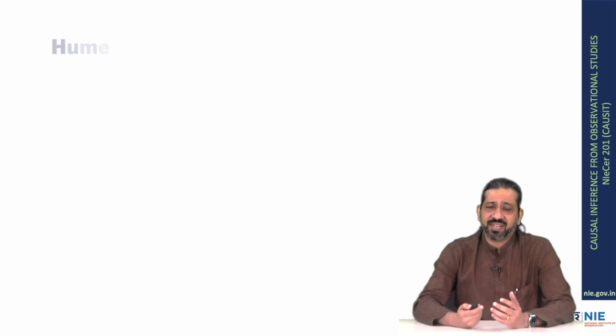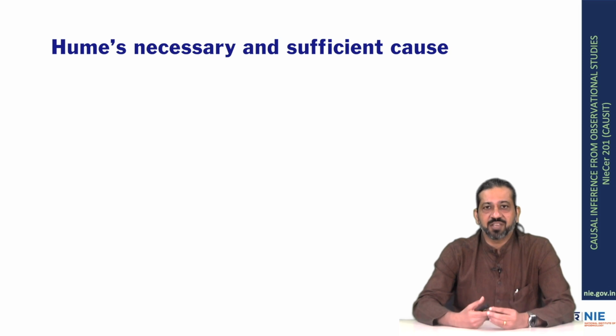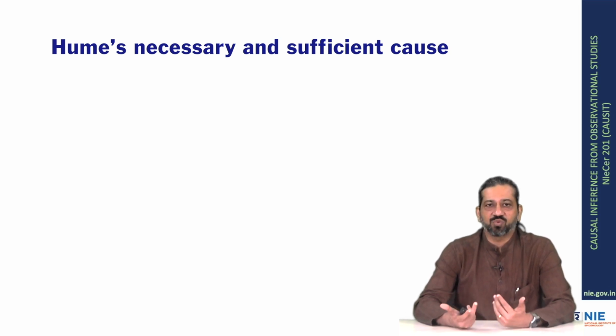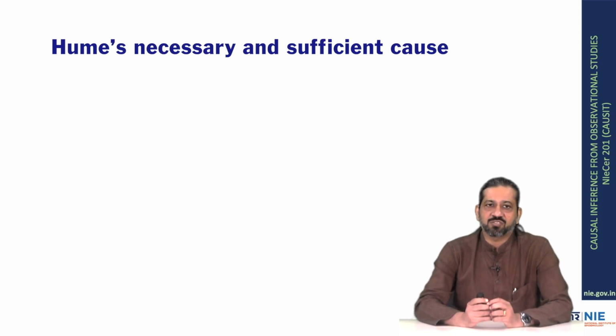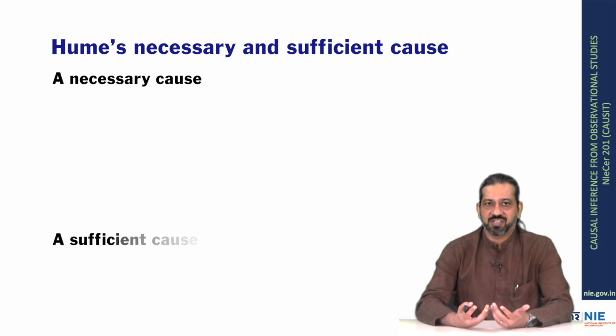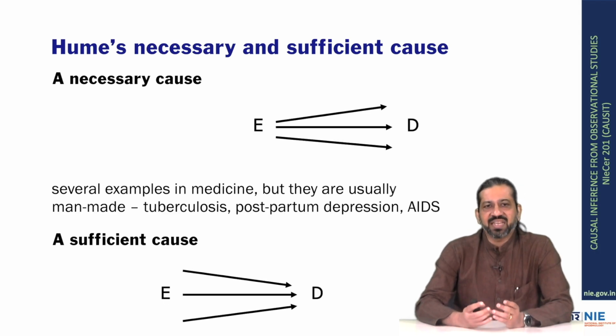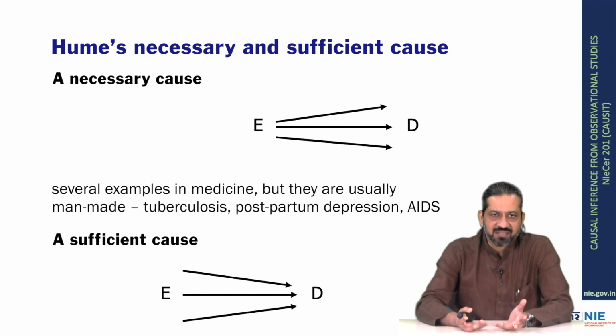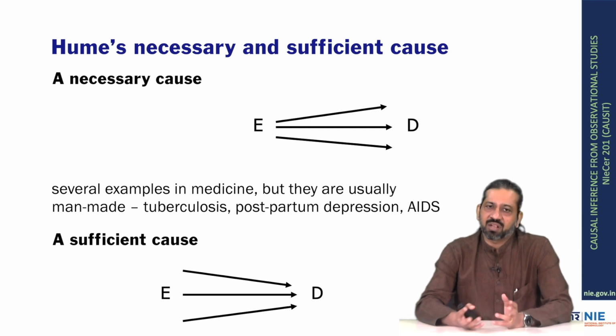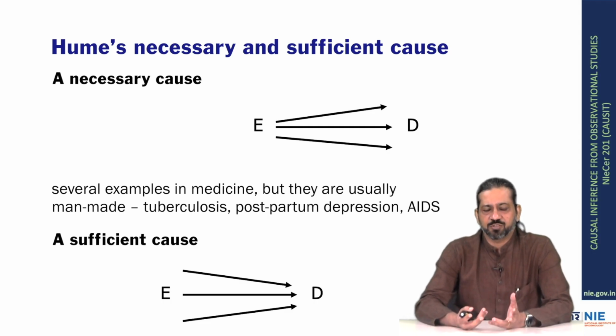So in the strict Hume's sense of definition of cause, we could then divide causes into basically two categories. If we go by Hume's definition, a cause could be a necessary cause or it could be a sufficient cause. When we say a necessary cause, what that means is the outcome, or D, would happen only if E was present. So in the absence of E, D would not happen. And a sufficient cause would be defined as the presence of E being sufficient for the occurrence of D. So although D could occur due to the presence of some other factors, if E is present, it is sufficient to show that D would occur.